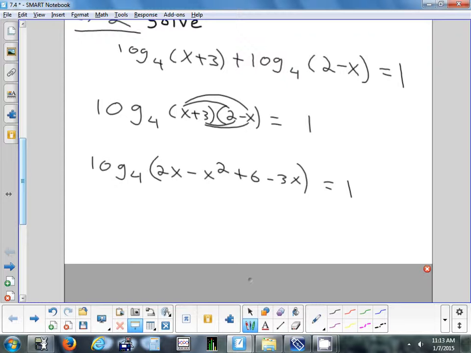Okay, let's rewrite that in a nicer order. We usually have x squared first, and then the x term, and then the number. Okay, so let's do negative x squared, 2x minus 3x. Okay, combine like terms. It's negative 1x plus 6.